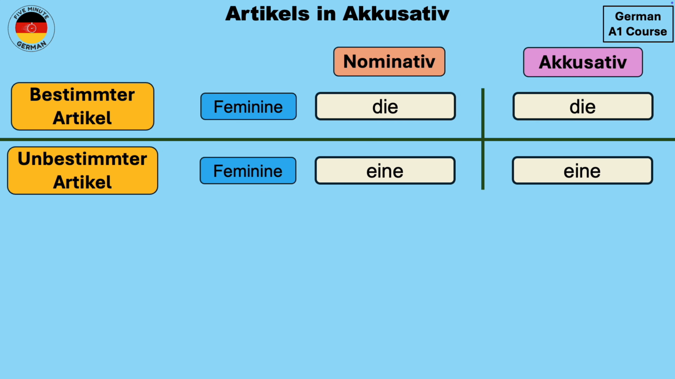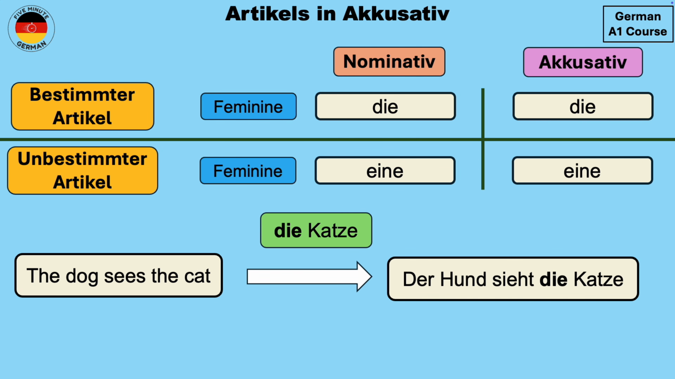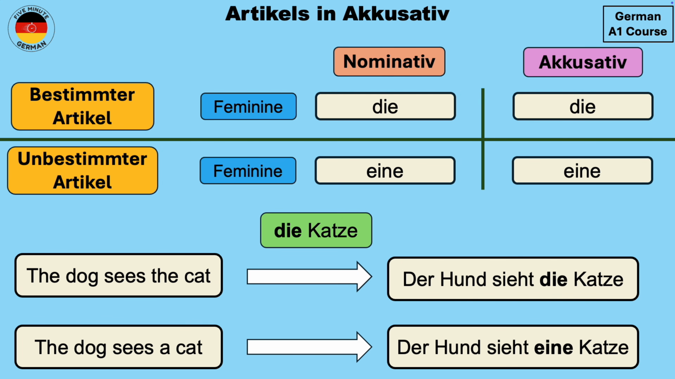Now let's take some examples with the feminine articles. So an example sentence will be the dog sees the cat. So the cat is die Katze in German, so it is feminine. So this sentence will become Der Hund sieht die Katze. The dog sees the cat. So the sentence with unbestimmte article will be the dog sees a cat. In German it will be Der Hund sieht eine Katze. The dog sees a cat. So you see in this case the articles are the same in both nominative and accusative case.